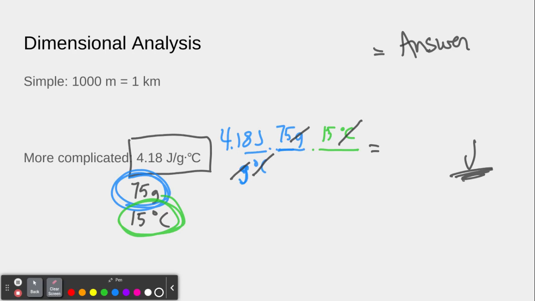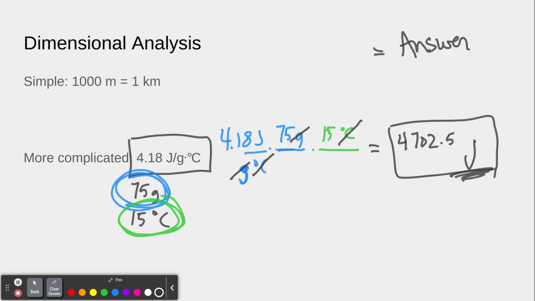And we do 4.18 times 75 times 15. What'd you get, Christian? Tell me what you get. 4,002. Wait, what? 4,700. Okay, one more time. 4,702.5. Can anyone else verify? Yes. Nice. Yeah, so look at that.